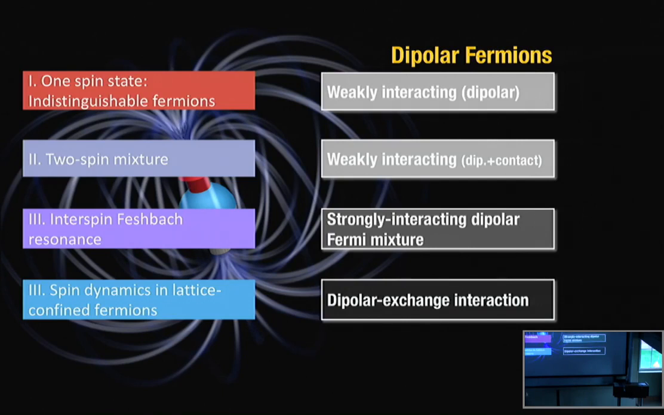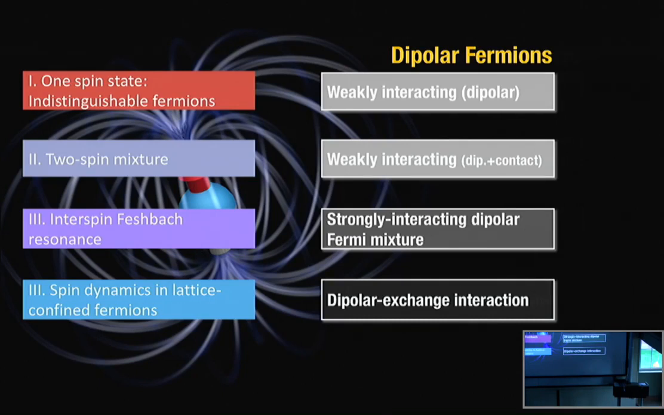Now, if from one spin state I prepare two spin states, I go again to a weakly interacting Fermi system in which I start to have two independent sources of interaction. One is the contact interaction, the short range that we know very well, and the other source of interaction is the dipolar one. Then we can go to the interspecies case and search for a Feshbach resonance. In erbium and dysprosium, in these lanthanides, there are tons of resonances, as you will see, so it's not a big problem to find one. And there one can maybe create a strongly interacting Fermi mixture.